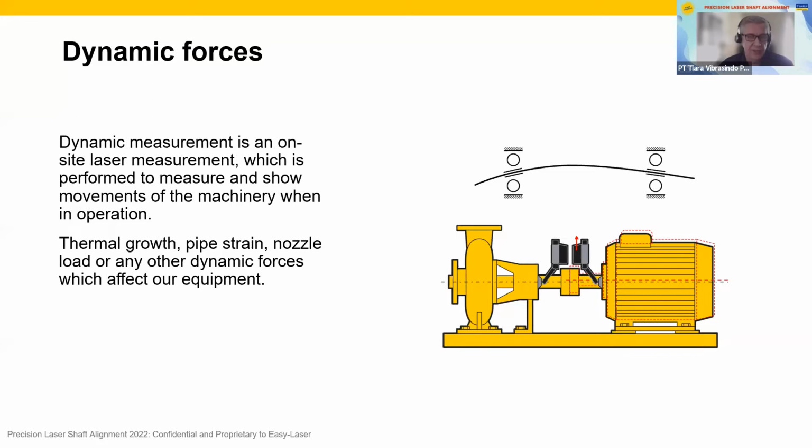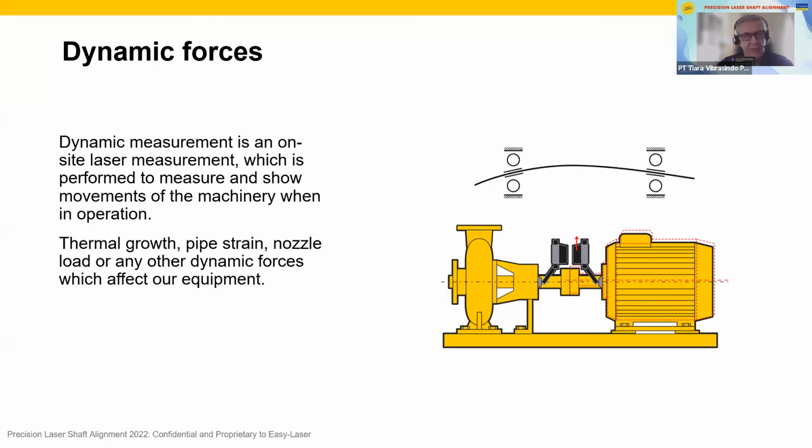where the increased temperature of an asset will change its physical condition and make it therefore grow in vertical and horizontal direction compared to its shaft center line. So basically it would misalign between cold non-operating and warm or hot operating condition.